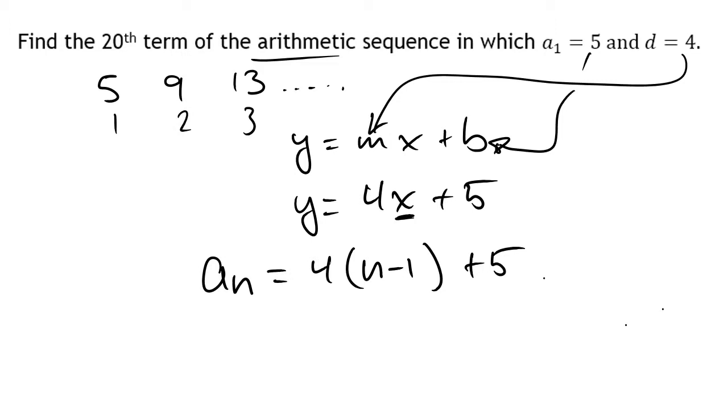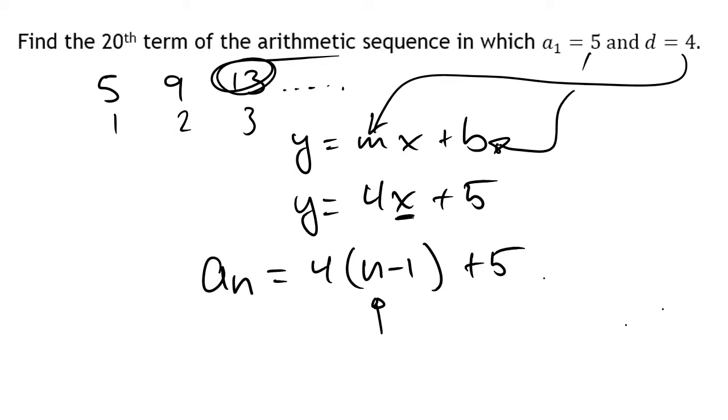If I want to test it, if I plug the number 3 in there, you can see I get 3 minus 1 is 2. 2 times 4 is 8. 8 plus 5 is 13. So it does produce 13, right, when I plug in 3.